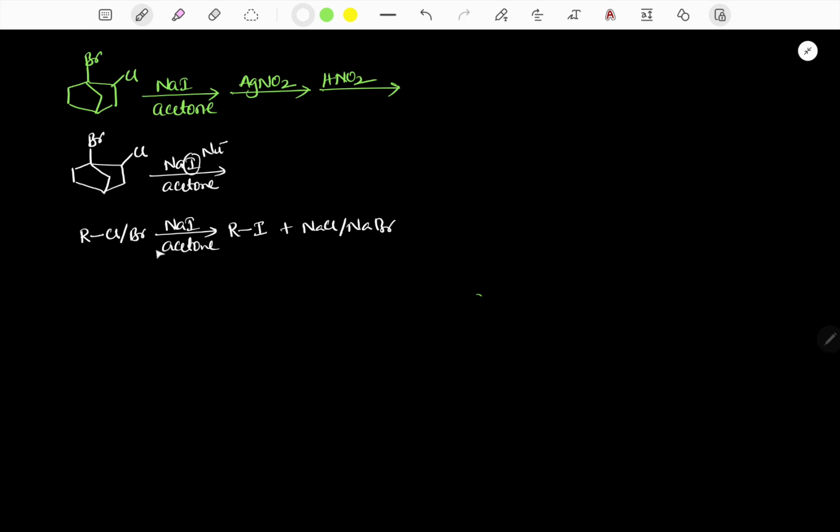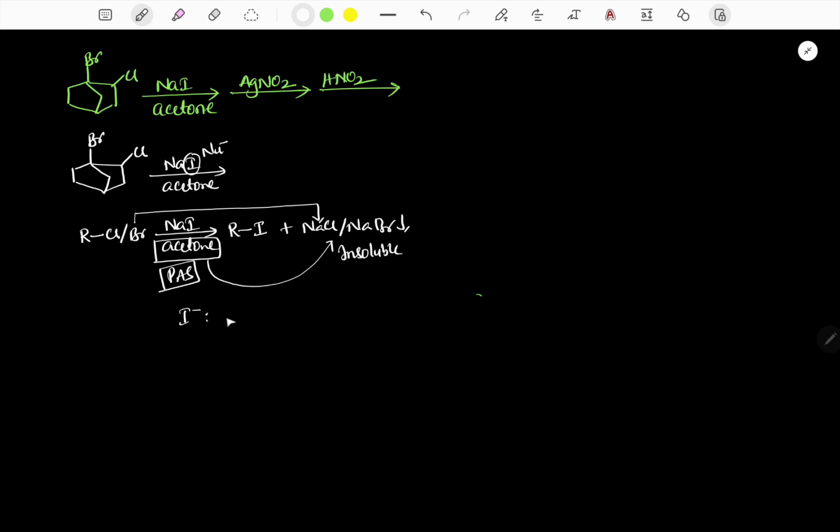So this reaction happens because of this solvent. It is a polar aprotic solvent. We can use any polar aprotic solvent. In polar aprotic solvent, these are insoluble. So these are precipitates. Therefore, because of this precipitate formation, reaction drives in the forward direction.